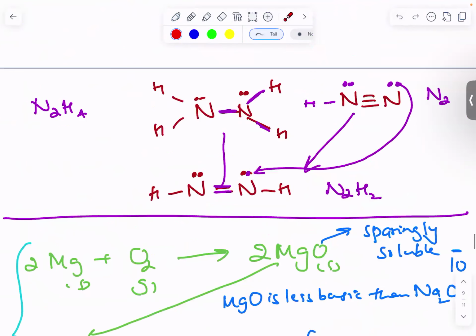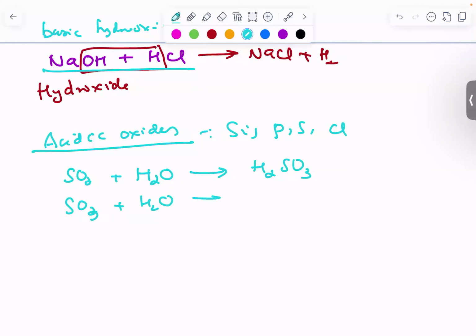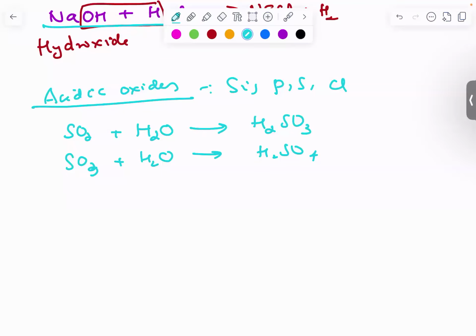Now have a look. When they react with water, for example, SO2 reacts with water, it forms, I have already written it, but I'm writing it again, H2SO3, or SO3 reacts with water, it forms H2SO4. And they can easily react with what? Because they are acidic oxides, they will react with base.